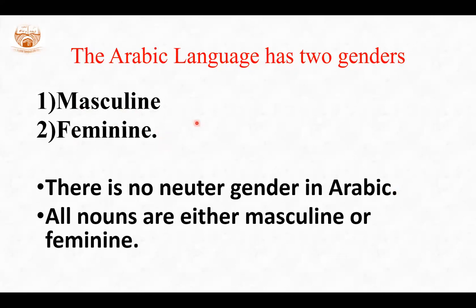Therefore, the word like book, kitabun, we learn that this word is a masculine word. However, words which are masculine or feminine in nature will be attributed to either of the genders. Like for instance, you have mother, ummun. Ummun is feminine, so therefore it will be under feminine.